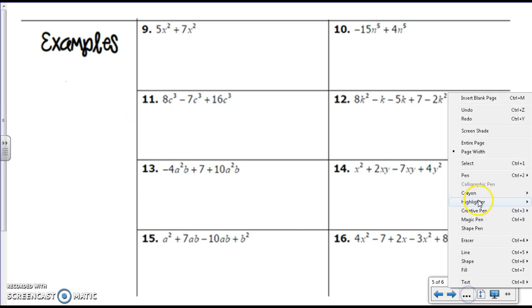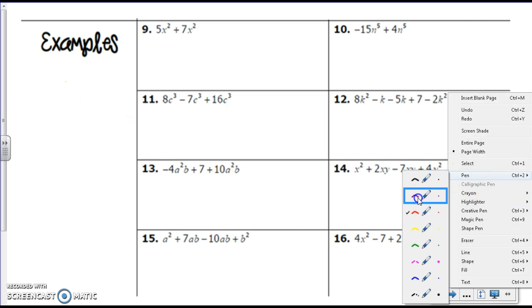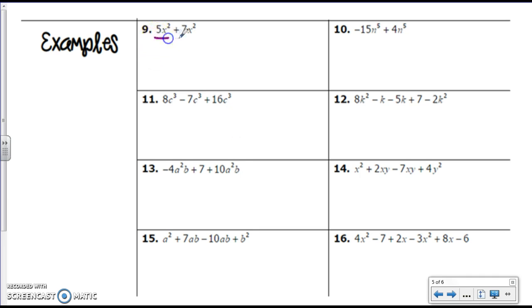Okay, first problem up there. I have 5x squared plus 7x squared. Those both have x squared, so x squared and x squared. So I can combine them together. 5 plus 7 is 12x squared.